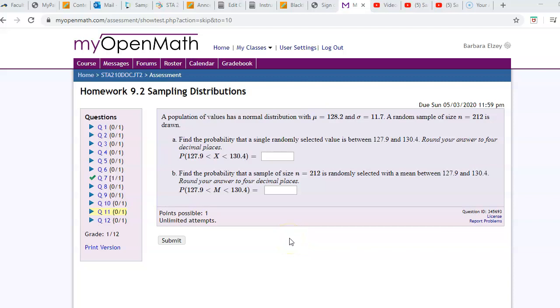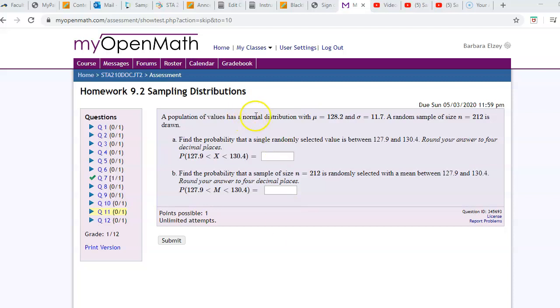So let's take a look at this one. A population of values has a normal distribution with mu, the mean, equal to 128.2, and sigma, the standard deviation, equal to 11.7. A random sample of size n equals 212 is drawn. The first question says, find the probability that a single randomly selected value is between 127.9 and 130.4, and round your answer to 4 decimal places.